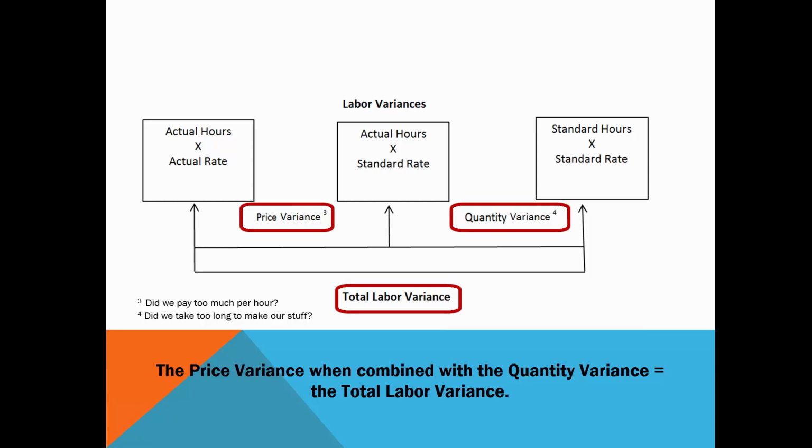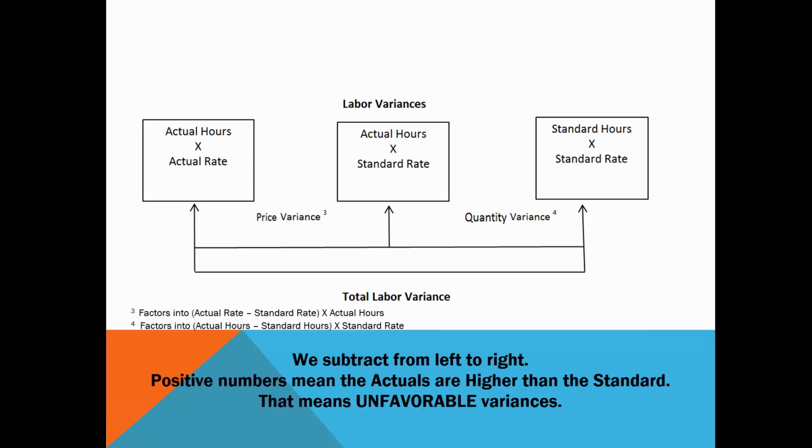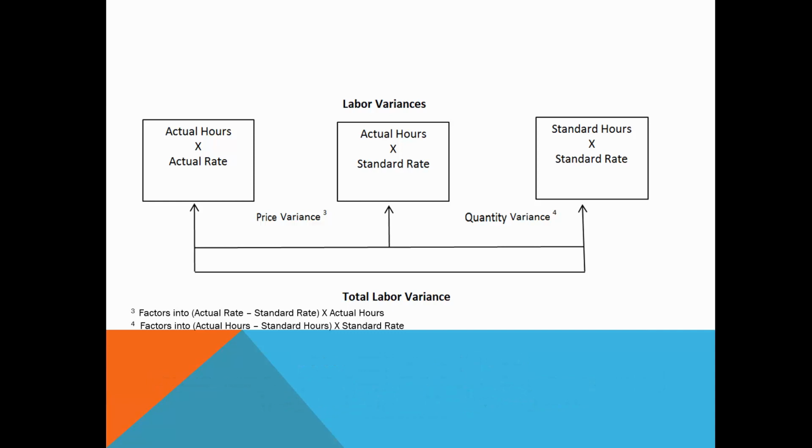And just like in the materials, positive numbers are bad. They are unfavorable variances and they get recorded with debits. Some textbooks factor those subtractions into those two equations down there. We don't need to worry about that.